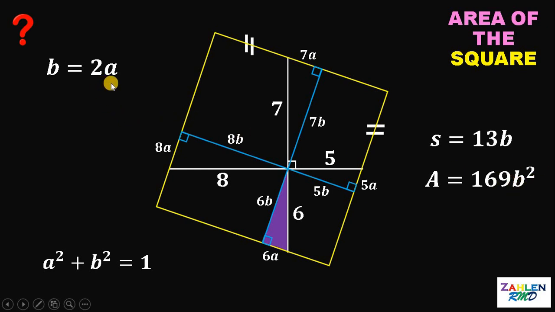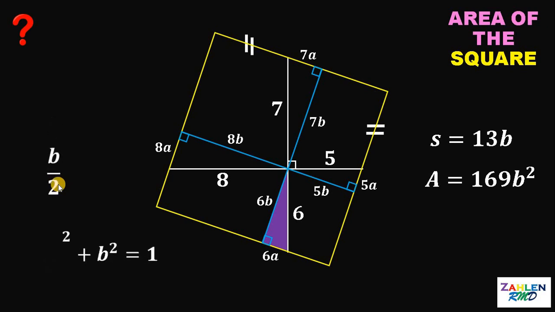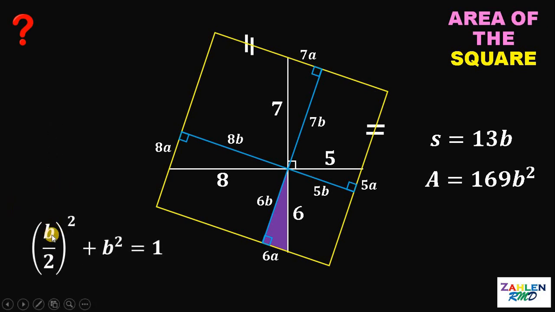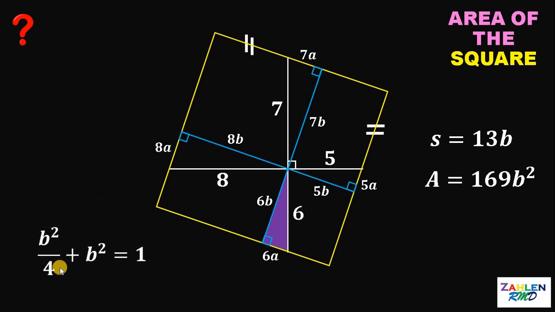Now, don't forget that we want B squared. So, let's get the value of A in terms of B. Now, divide both sides by 2. This will give us the value of A as B over 2. Now, let's replace this A with B over 2. We have now (B over 2) squared plus B squared equals 1. Now, let's simplify. (B over 2) squared is just B squared over 4. Now, multiply all terms by 4. This will give us B squared plus 4B squared equals 4.